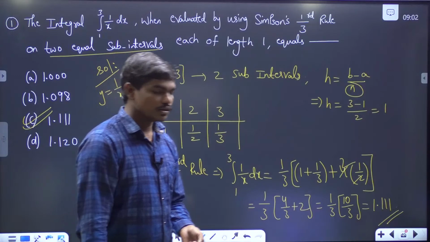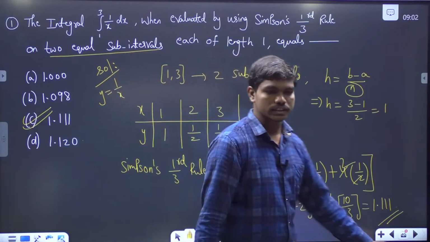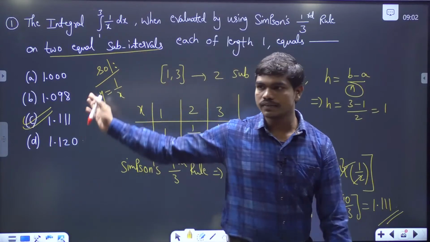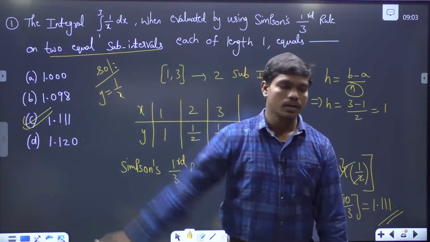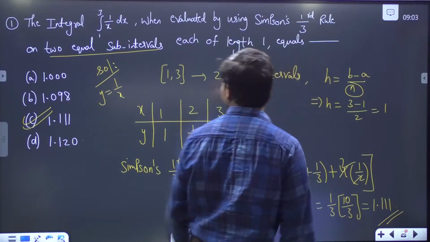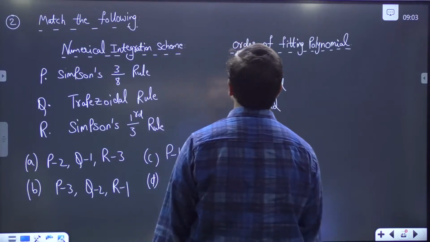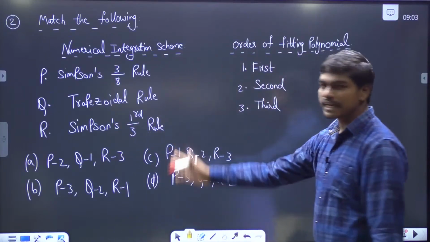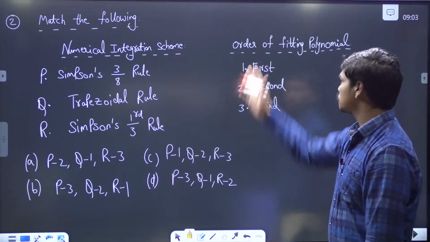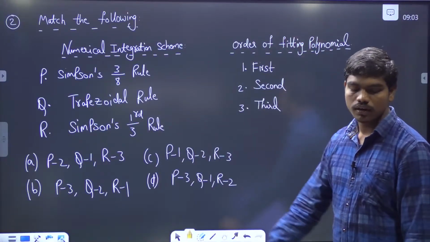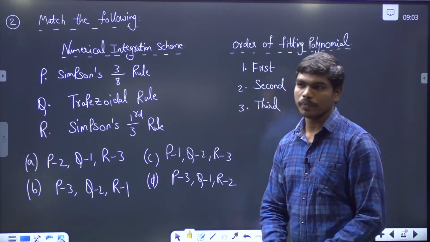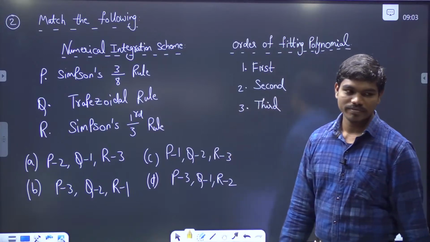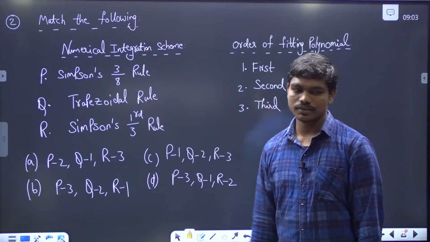Okay, so we are moving to the next question. I hope this is a simple question. Interval AB is given. The number of subintervals is given, so you can calculate the things easily. So then we got one question. Match the following. This is a previous GATE question actually. So you should know what the order of the fitting polynomial is. So Simpson's 3 by 8, so match them. Match them first.